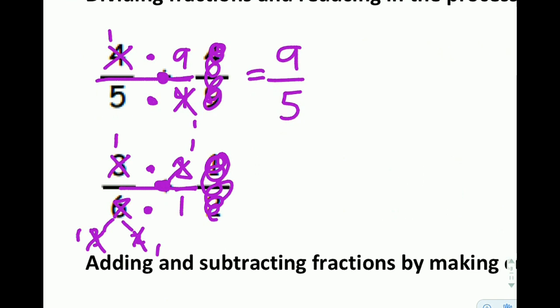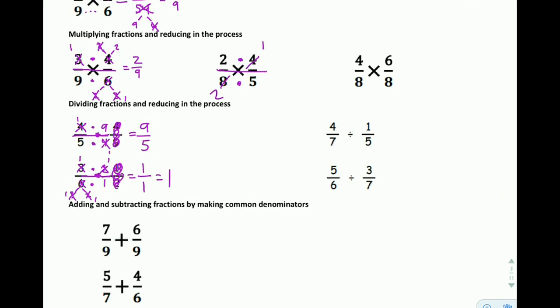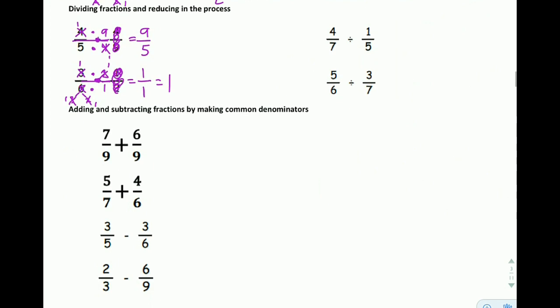So I'm left with 1 times 1 on top. I'm left with 1 times 1 times 1 on bottom. And that worked out nicely, just down to a 1. Last two problems over on the right are for you to do on your own.